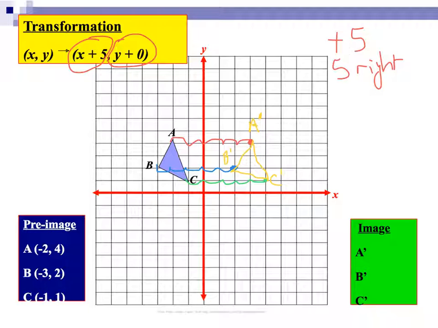And we only move to the right because up here, this says y plus 0. So we don't move up or down. We're just going to move to the right because we have x plus 5.